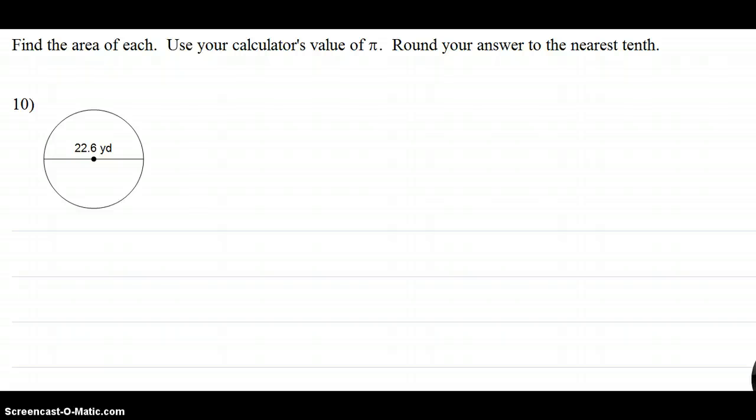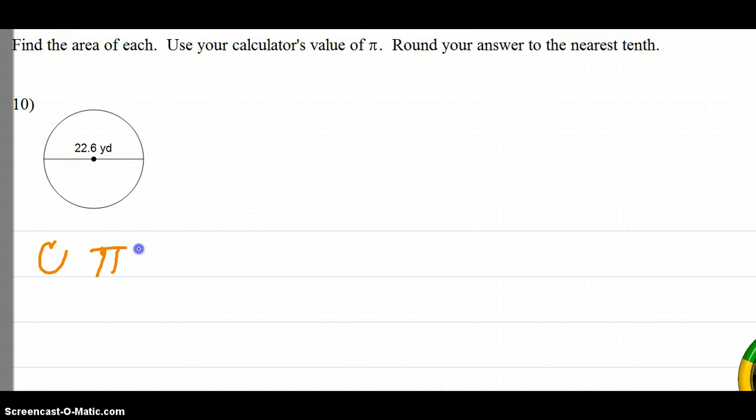So on problem number 10, problem number 10 gives you the diameter. So when you find the circumference, do 2 pi r, so you've got to cut that in half. So we get 2 pi times 11.3.